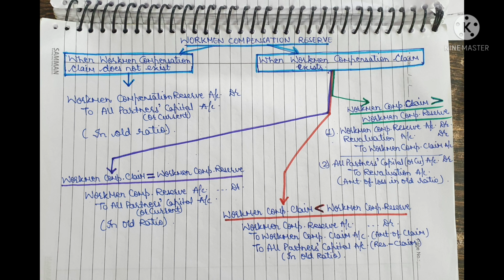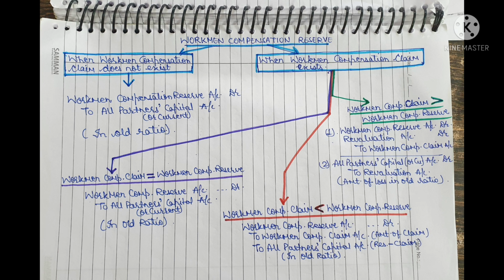Here in workmen's compensation reserve account, which we have debited, the amount of reserve given in the liability side will be written. Then to workmen's compensation claim account, there we will be writing the amount of claim which will be given in the additional information or the adjustment, and the difference between the two will be given to the partners or credited to the partners in their old ratio.